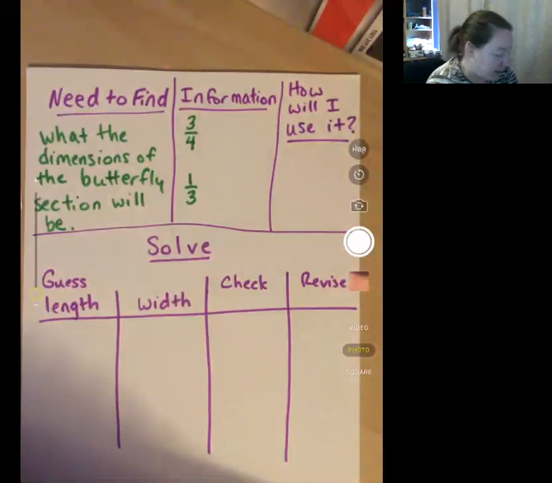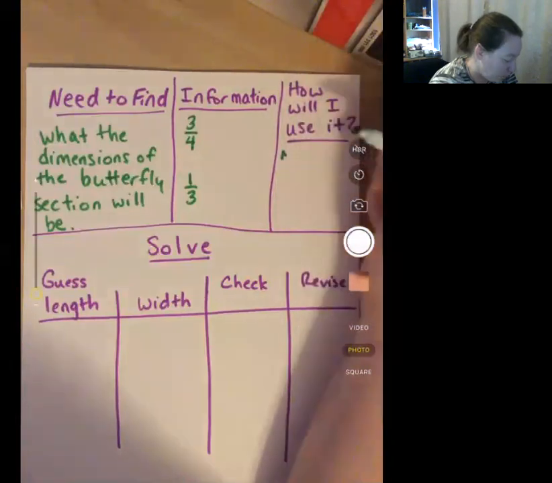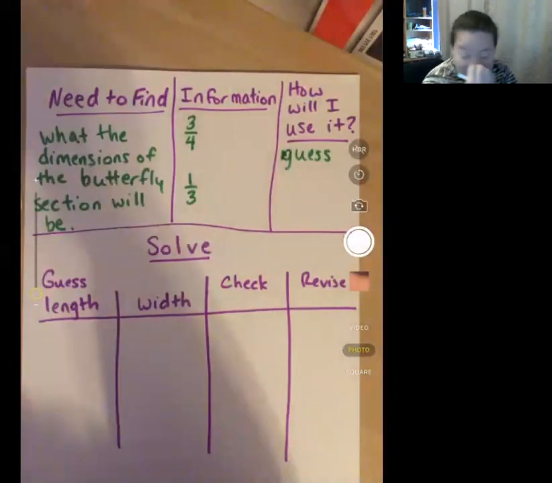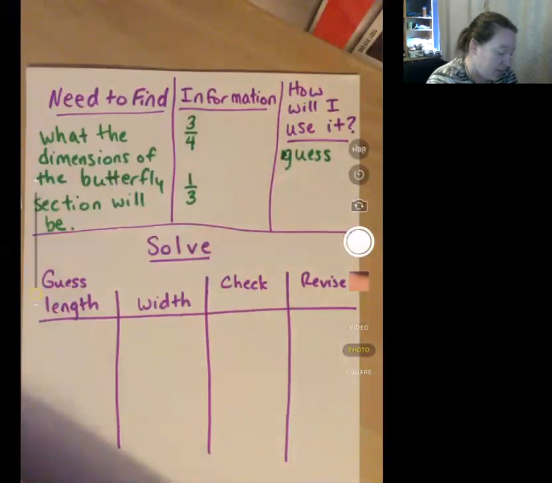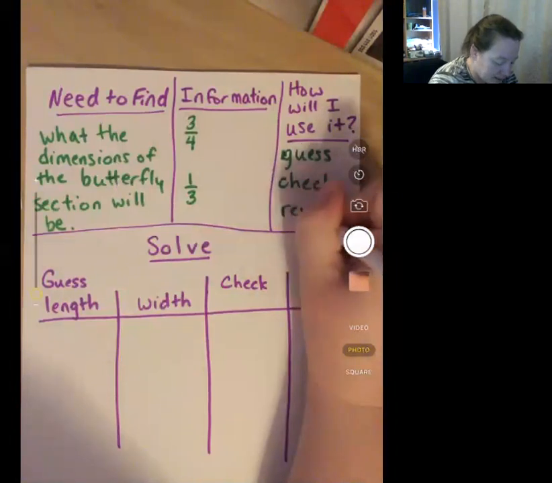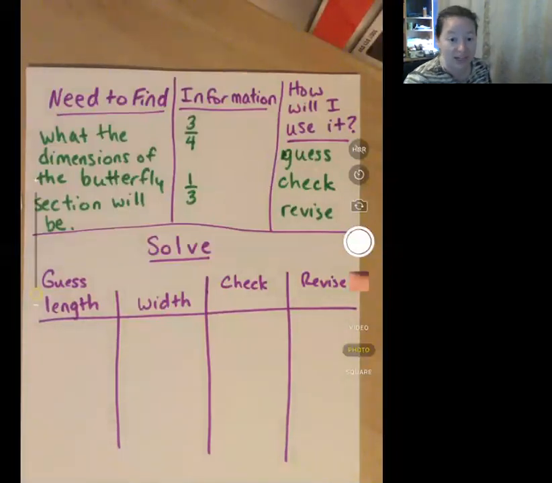How will I use this? I will guess the sides of the butterfly area. Then I will check my answer and revise if it is not correct. So I will guess the sides, the lengths, I will check my answer and then revise if it is not correct.